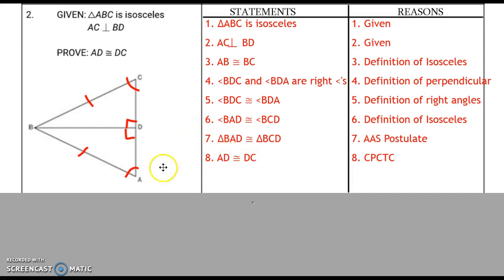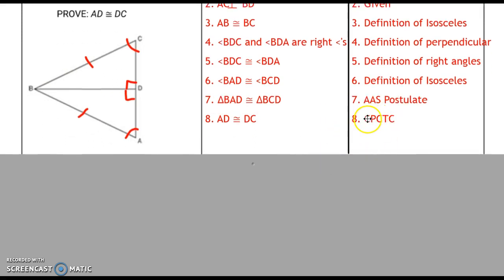And then AD is congruent to DC. We can see that AD, which is this piece here, is congruent to DC, this piece here, because the two triangles are congruent. Again, step 7 is necessary before we do step 8 because we have to show that the two triangles are congruent before we use CPCTC. And of course, in class, I drilled you on that definition. Corresponding parts of congruent triangles are congruent.